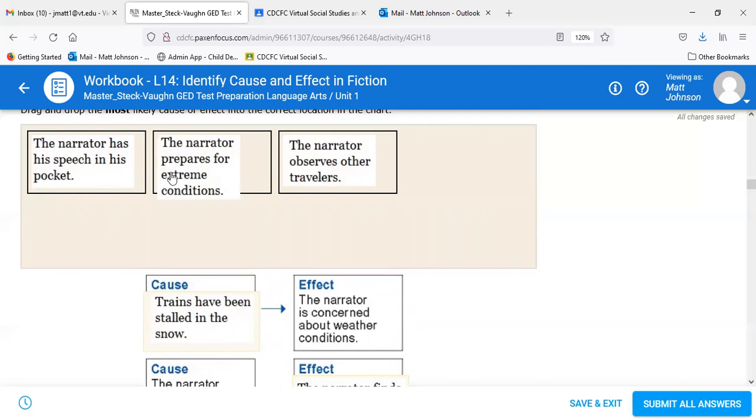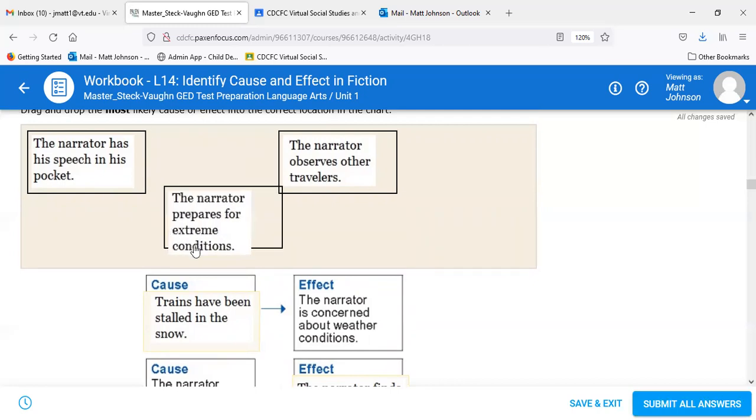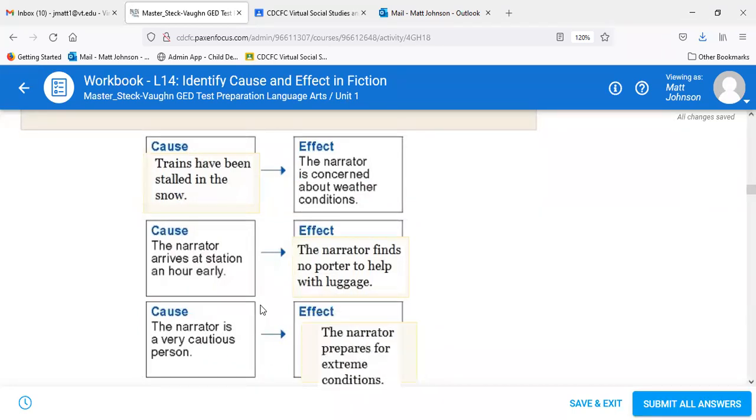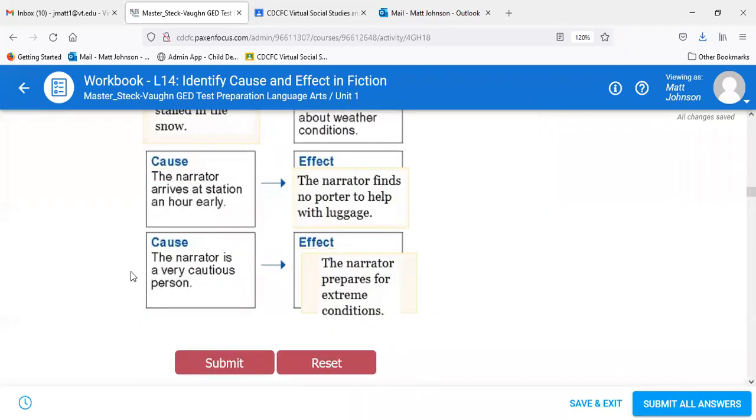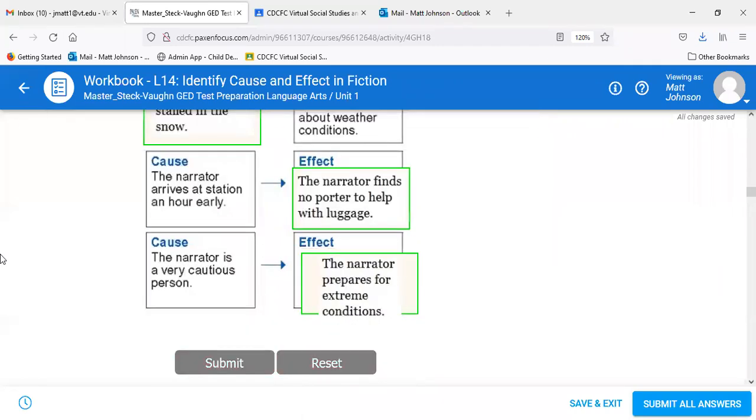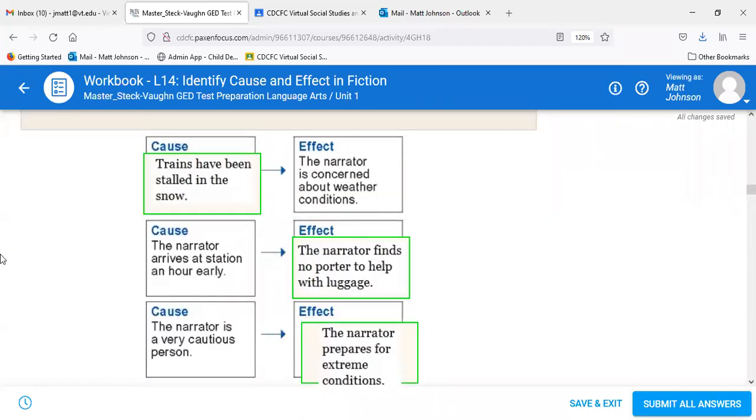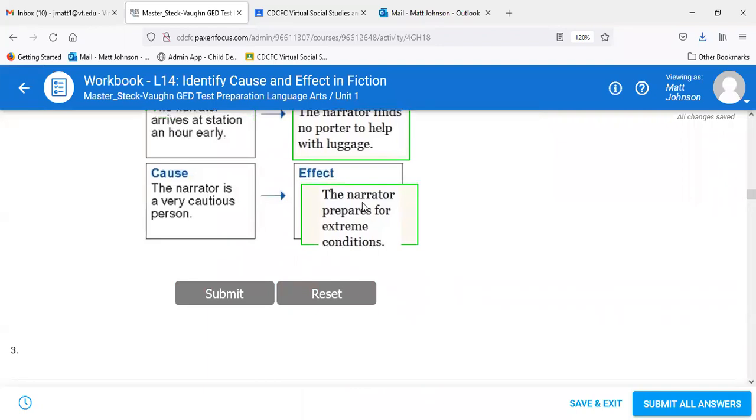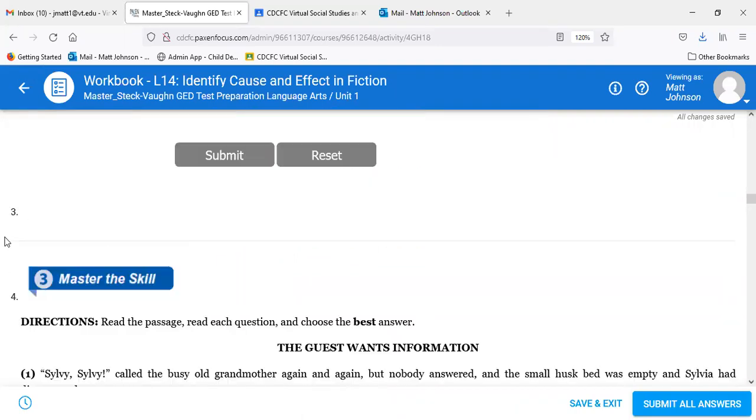Extreme conditions, right? So he wants to be prepared. We get that from the way he dressed, the fact that he brought some cognac with him in case he gets stranded on the tracks and he has something to drink, he has something to read. So he's very cautious and prepared. All right, so there we go. First one, trains have been stalled in the snow. Narrator finds no porter to help with luggage. And then finally, the narrator prepares for extreme conditions.